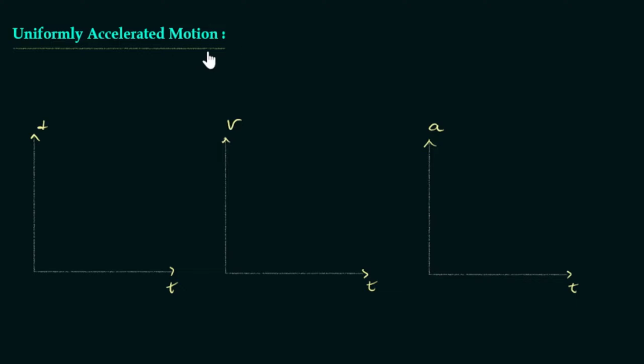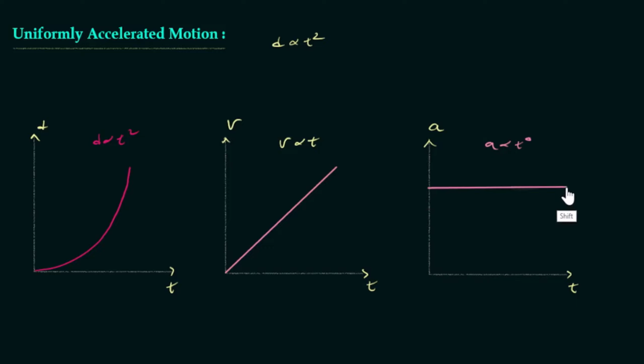Now uniformly accelerated motion. Here the distance is proportional to the square of the time, so the graph is like this. Distance is directly proportional to t square, and if we differentiate the distance or displacement, then velocity will be directly proportional to t. In this case, the velocity time graph will be a straight line. The third kind of graph is acceleration directly proportional to t power 0, so here the acceleration will be constant.